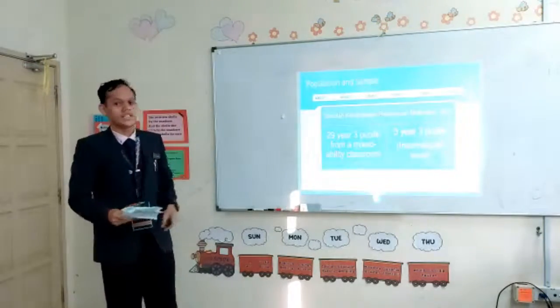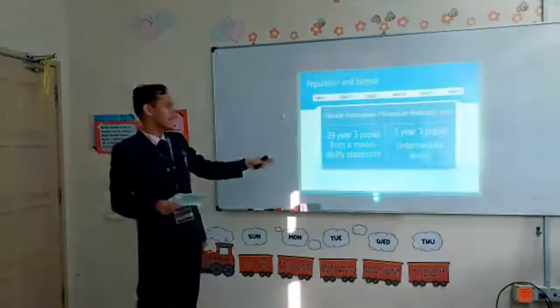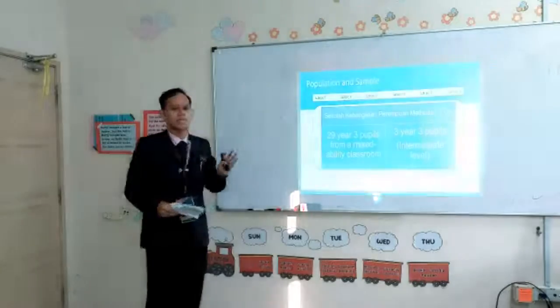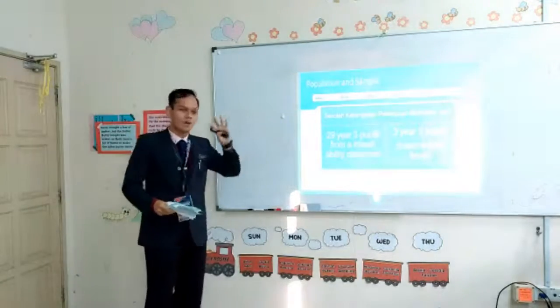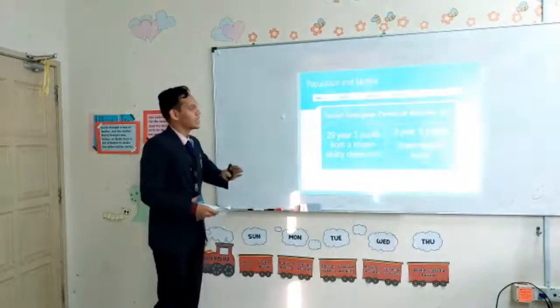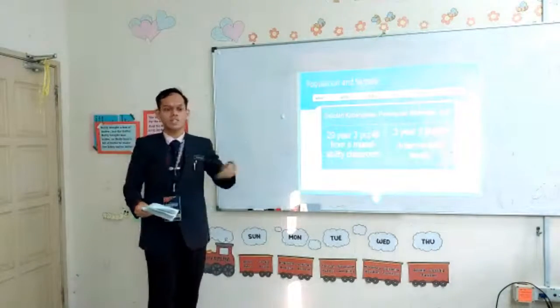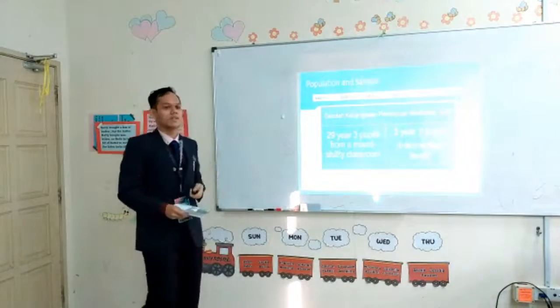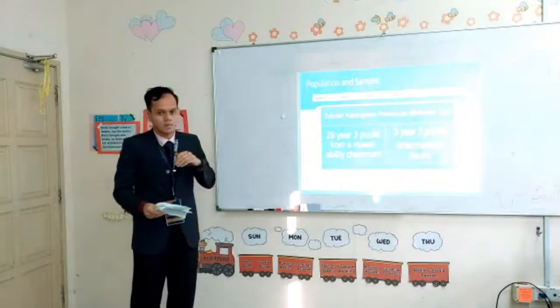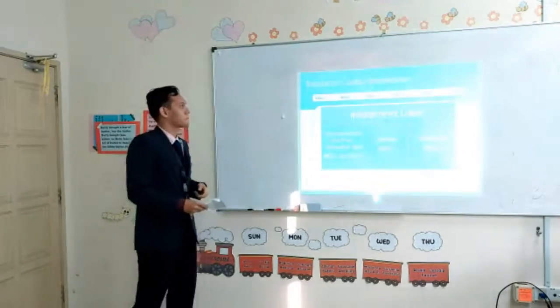Okay, next, the population and sample. The population is 29 year 3 pupils from a mixed ability classroom. This is the number of my pupils in SK Methodist, and I selected 3 year 3 pupils. The selection is based on suggestion from the class teacher and also the assessment from the preliminary test as well.